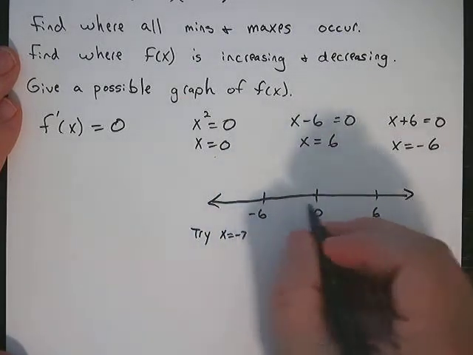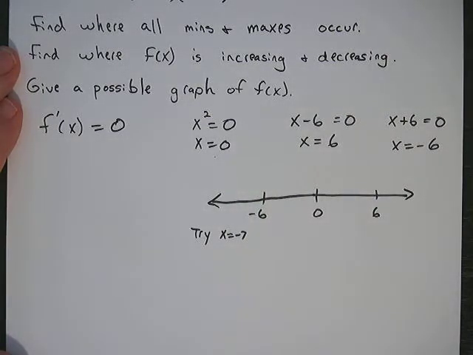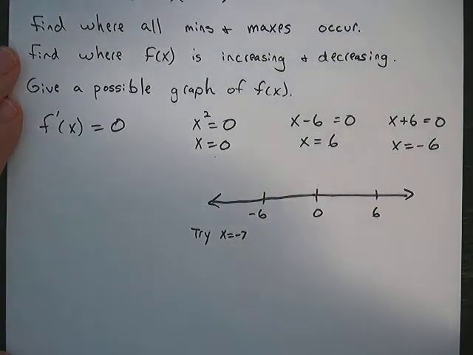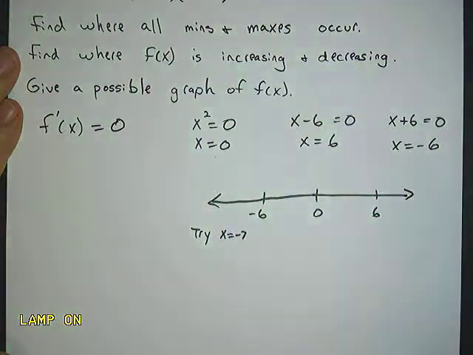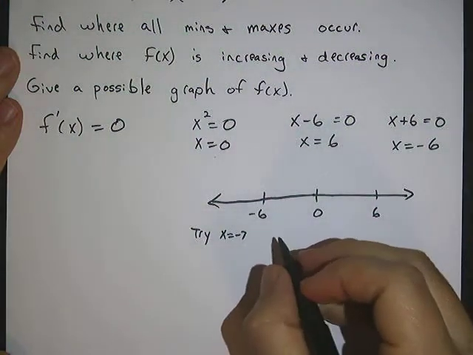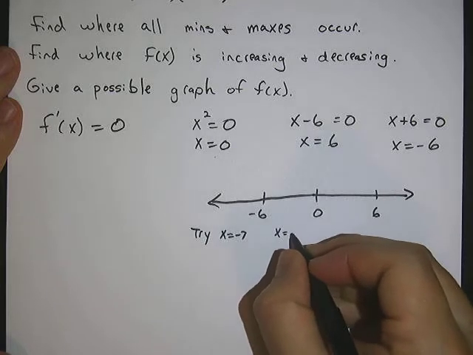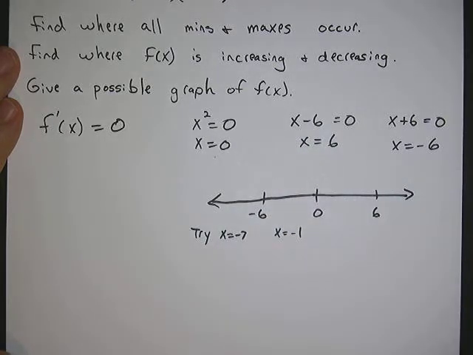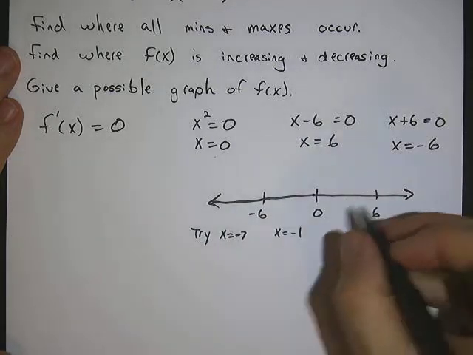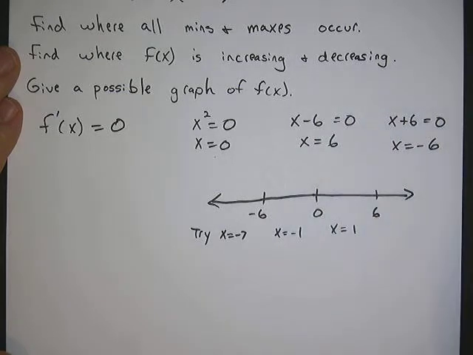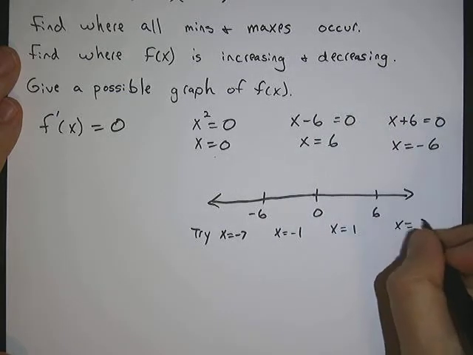And then we're going to try a number in this region here. Let me turn on my lamp. Getting a shadow there. Okay, we're going to try a number in this region here, which would be x equal to negative 1, the easiest number I can think to try there. You can try any number in that region. x equals 1 is a good one over here, and x equals 7.